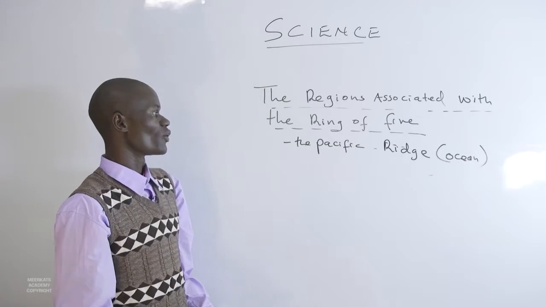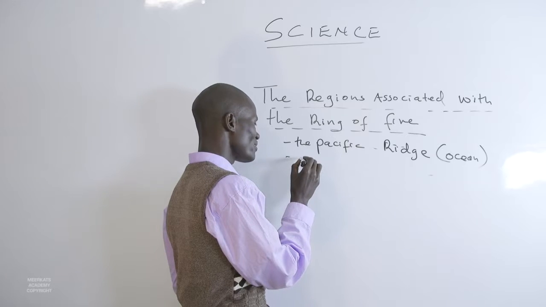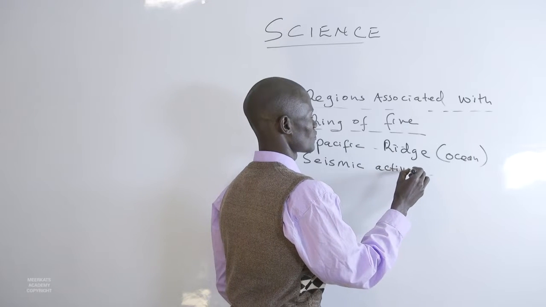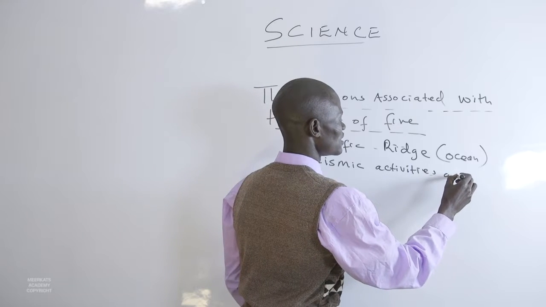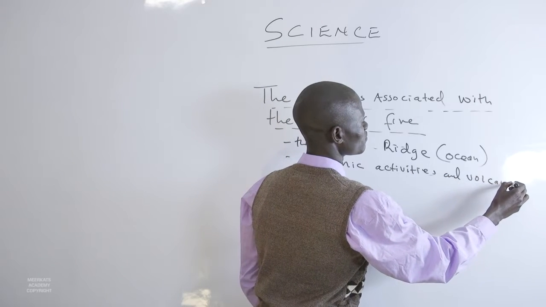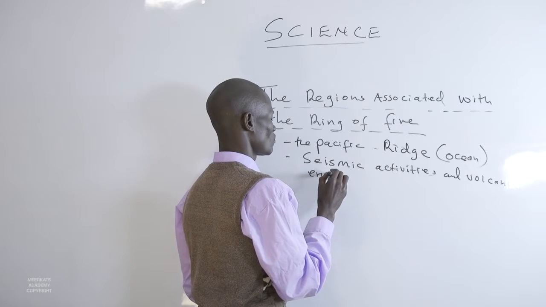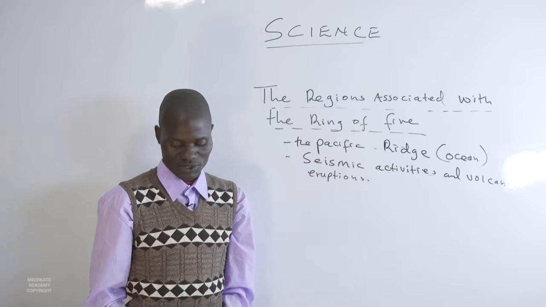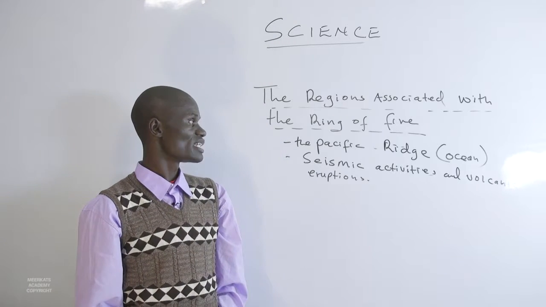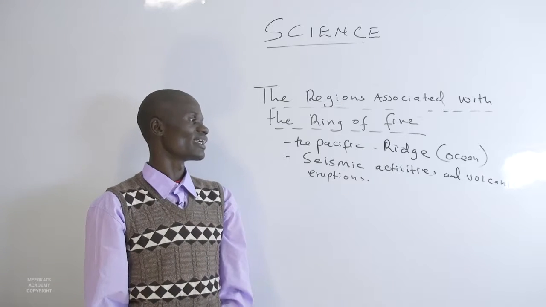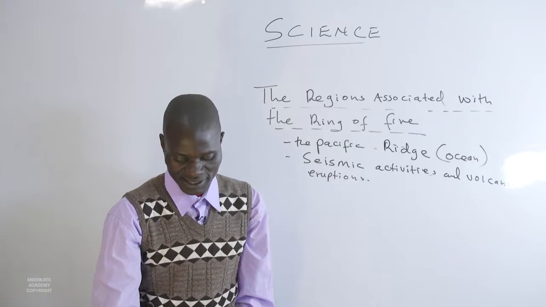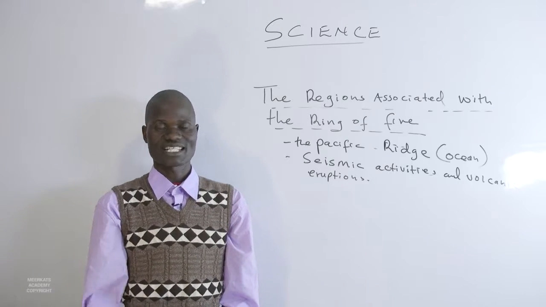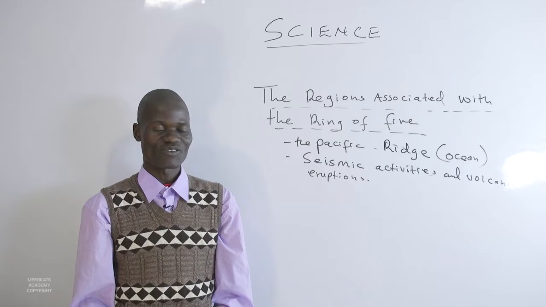Along the Pacific Ocean, we are able to find numerous seismic activities and volcanic eruptions. These volcanic eruptions occur along the regions of the mid-Pacific ridge, which we can now refer to as the Pacific Ocean. This is one of the regions that is also associated with the ring of fire.